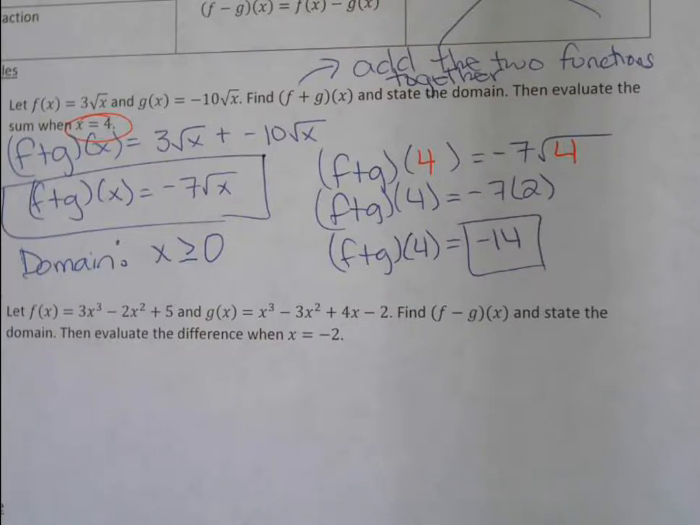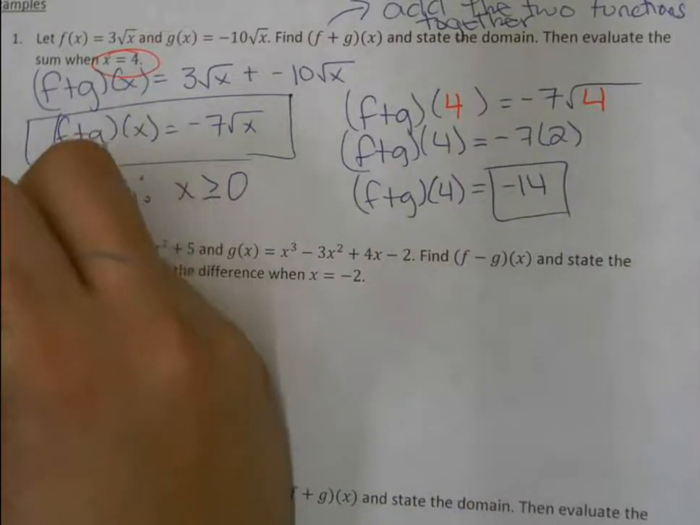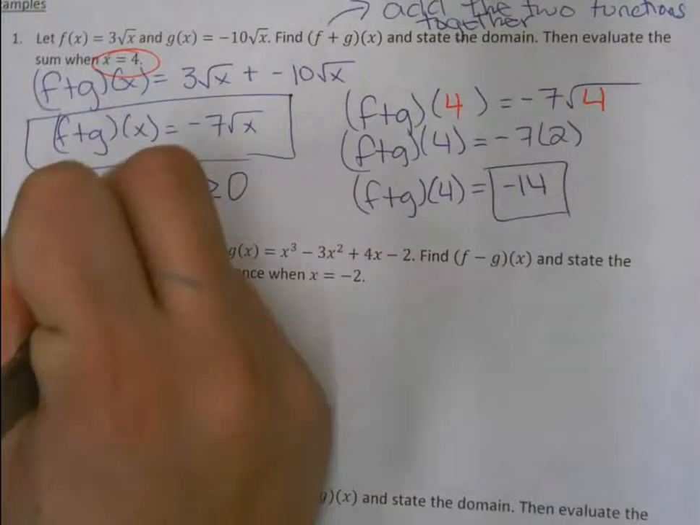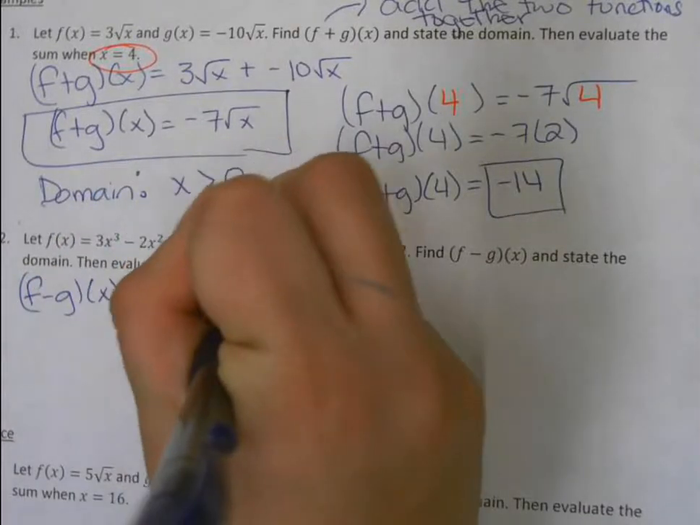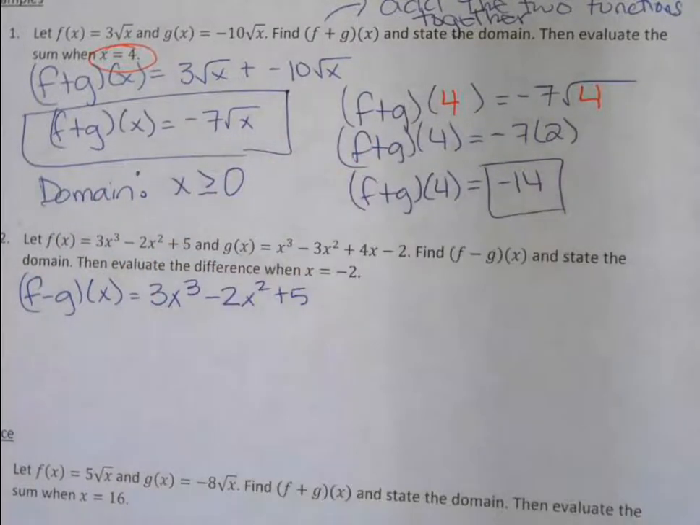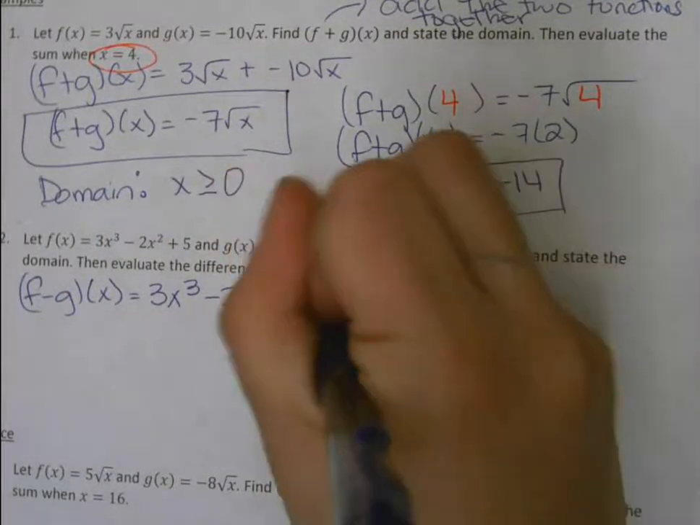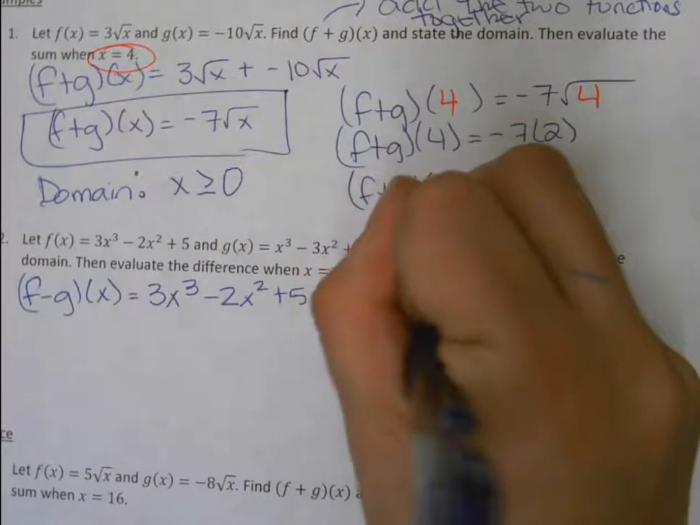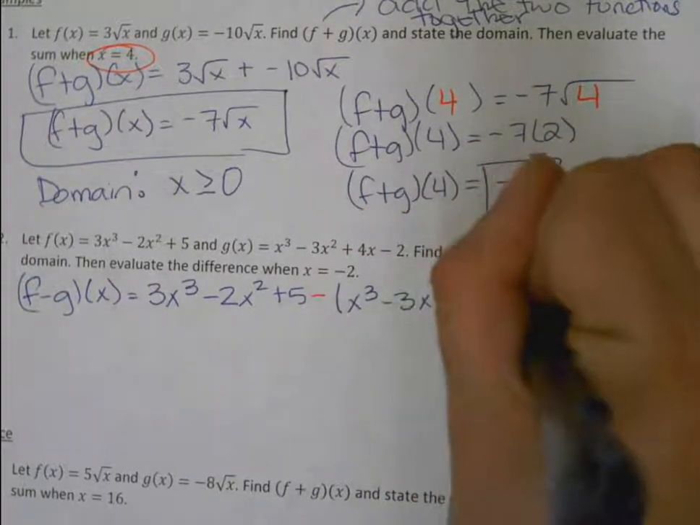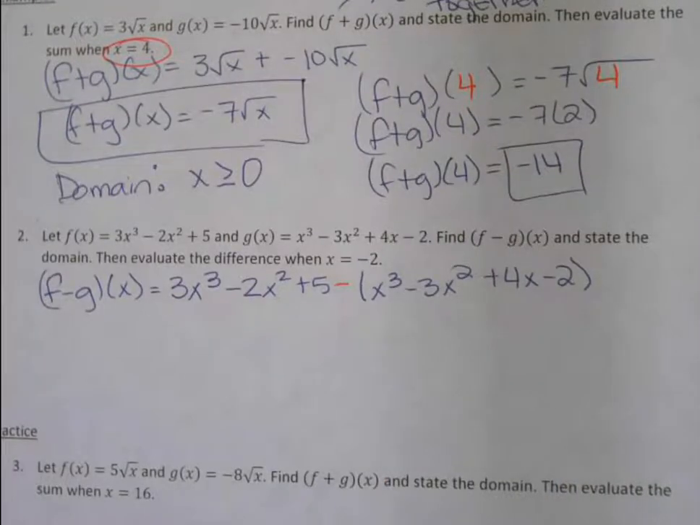Okay, so number 2 is finding the difference. So, wait, you didn't do anything with the remainder? No, I did the 3 minus 10, remember? I combined like terms up there. Okay, so because I'm finding the difference, I broke the minus in the middle and then put everything in parentheses because I need to remember to distribute the negative.